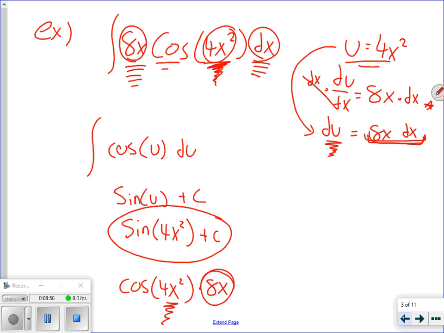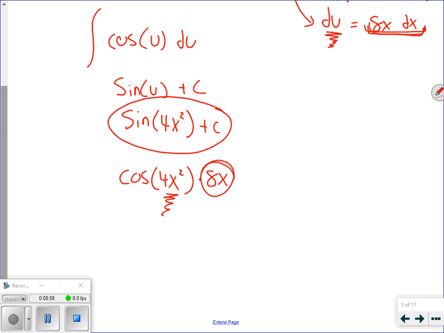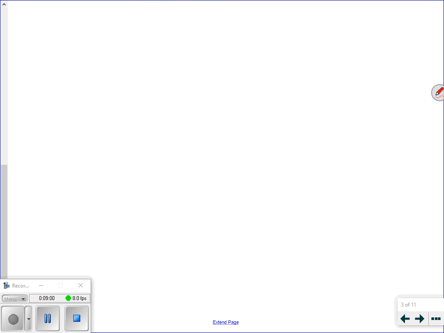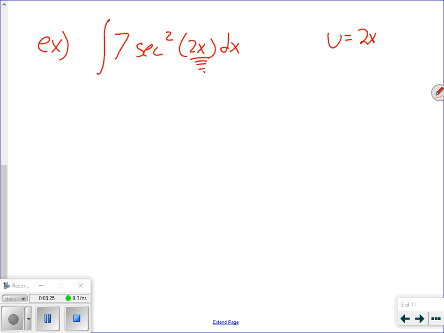I want to do one more example before we move on to the written examples. I want to do this one real fast. Let's do the integral of 7 secant squared 2x dx. Look how this one works. The inner function here is 2x. You can't take the integral of secant squared 2x without taking out the 2x. So we're going to let u be 2x.